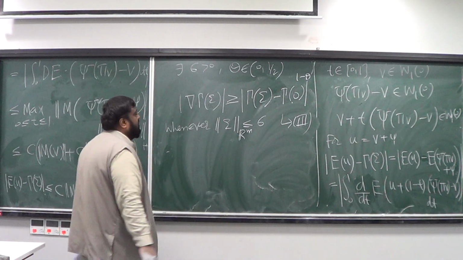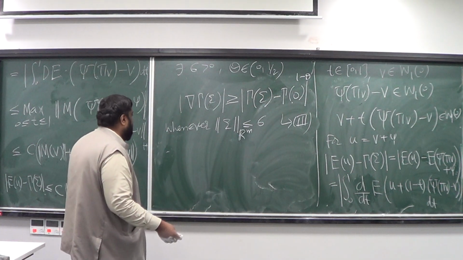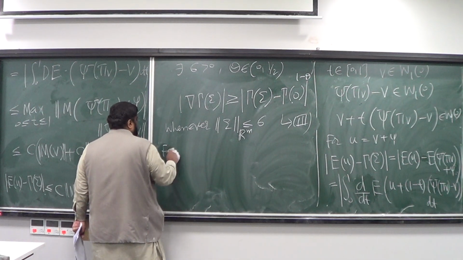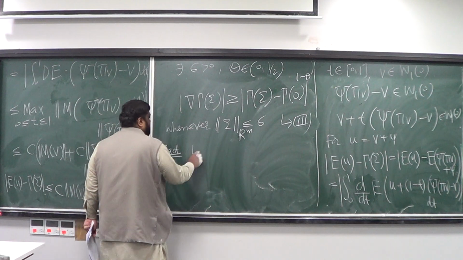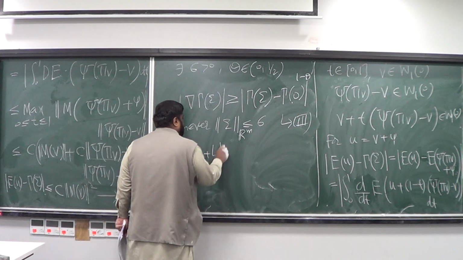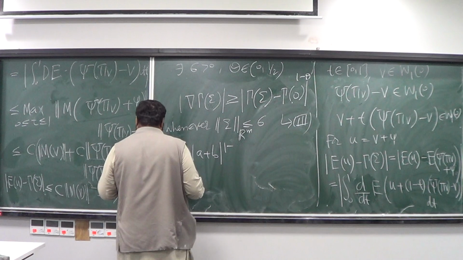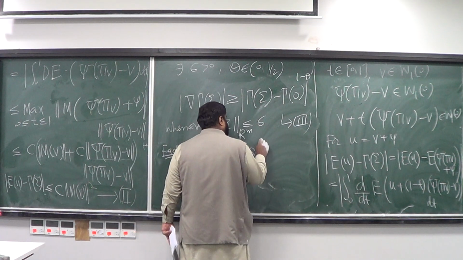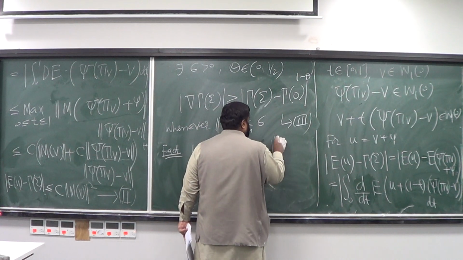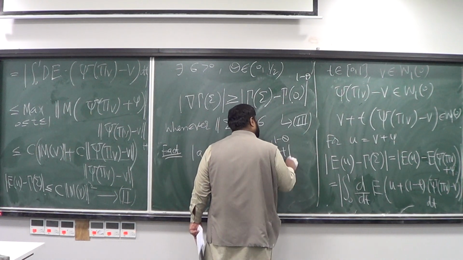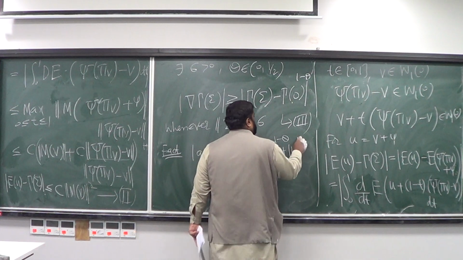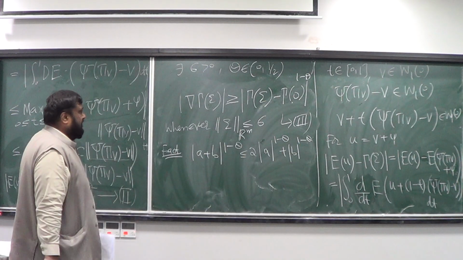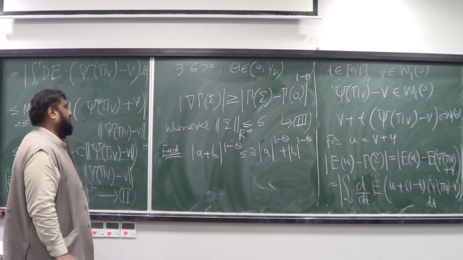Next, I want to deduce my required inequality using an elementary inequality: (a plus b) to the power 1 minus θ can be estimated by 2 times (a to the power 1 minus θ plus b to the power 1 minus θ). Using this inequality, I want to deduce the inequality that I would like.